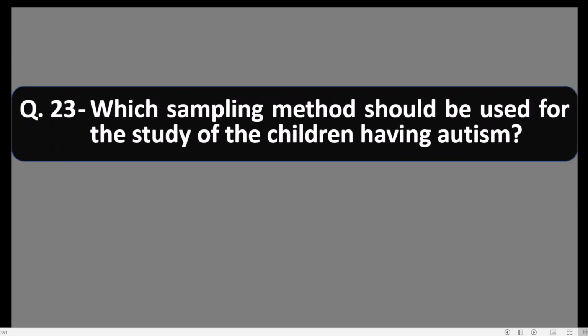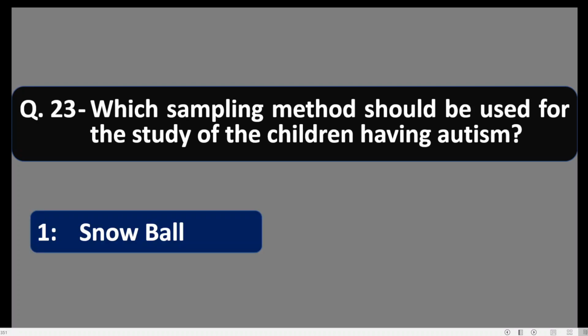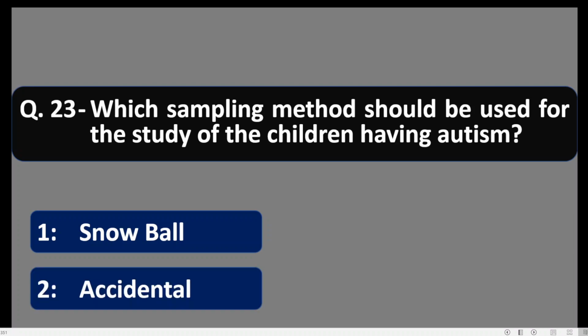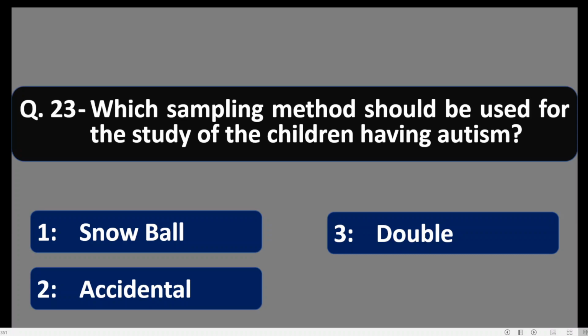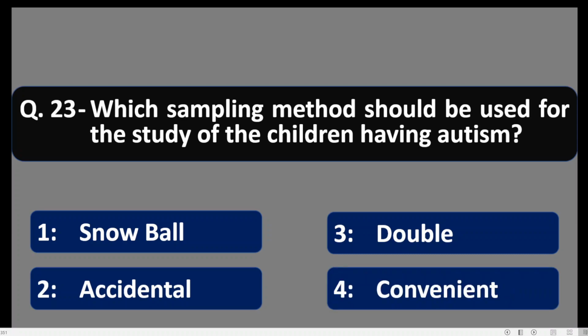Question number 23, today's third question. Which sampling method should be used for the study of children having autism? Options: number 1 snowball, number 2 accidental, number 3 double, number 4 convenient.